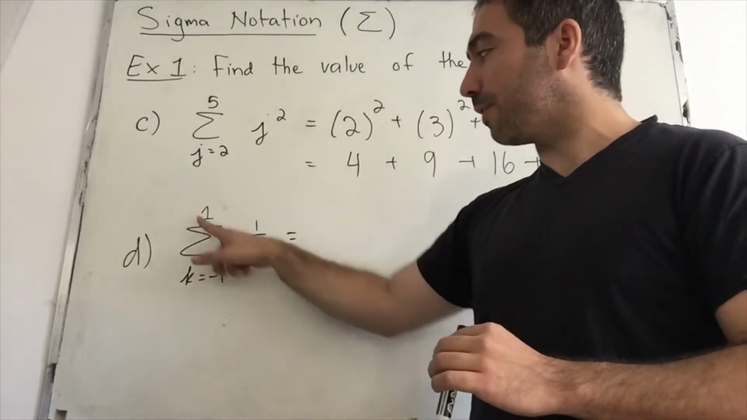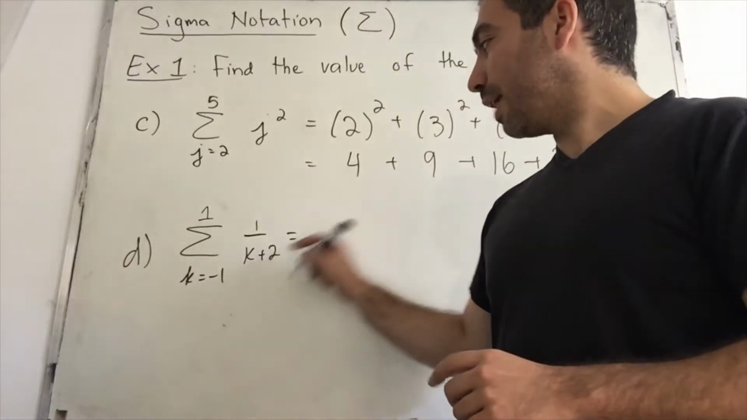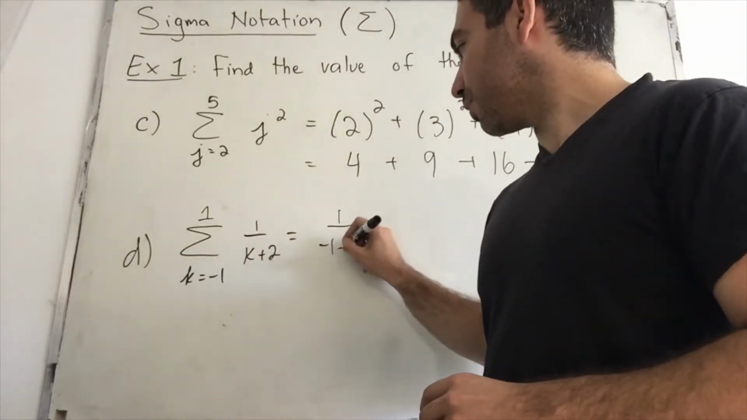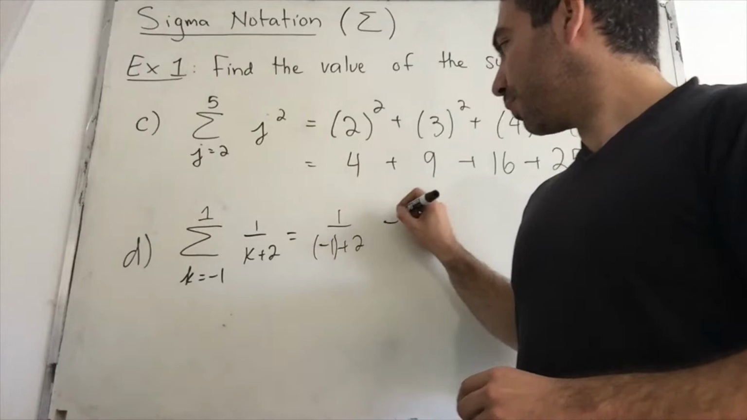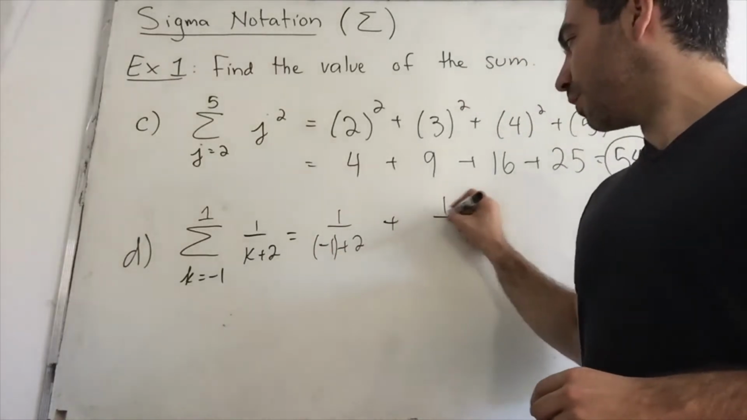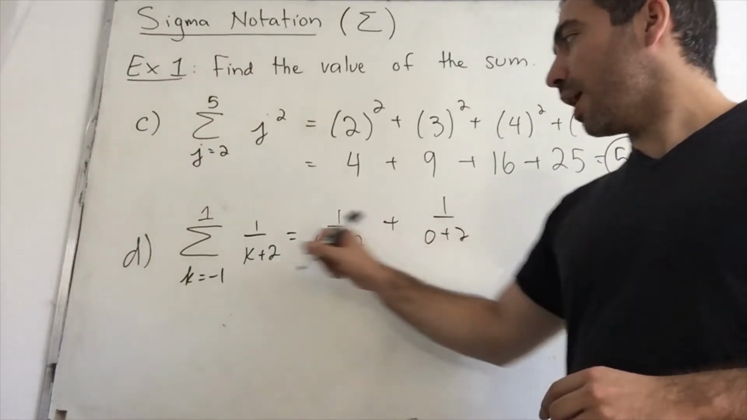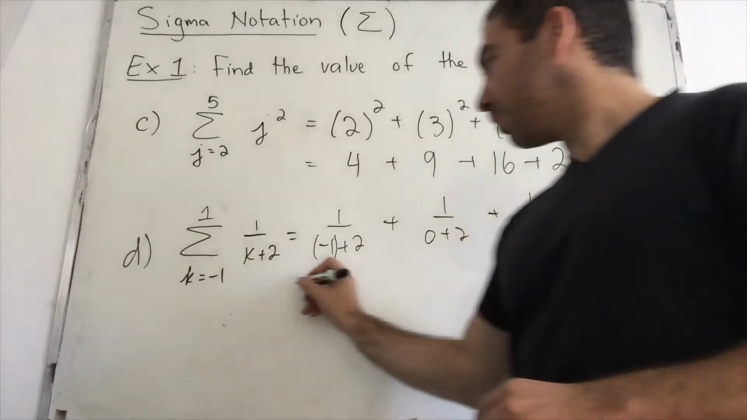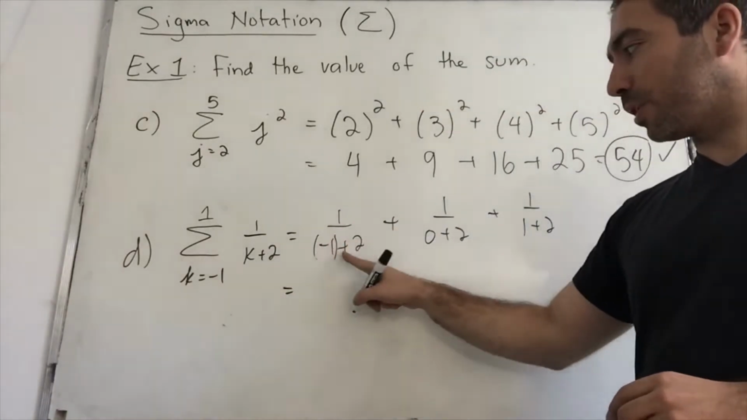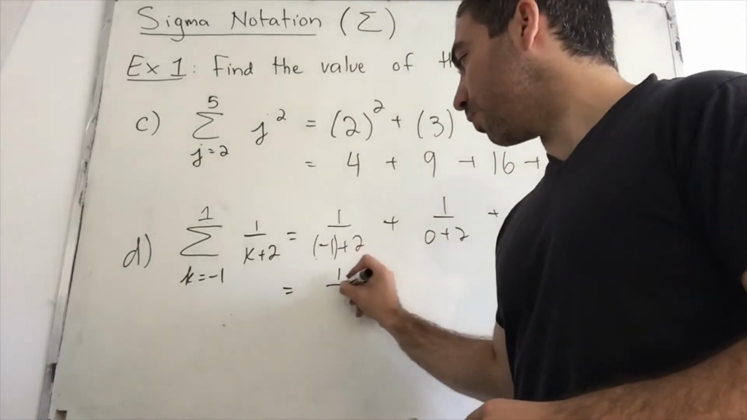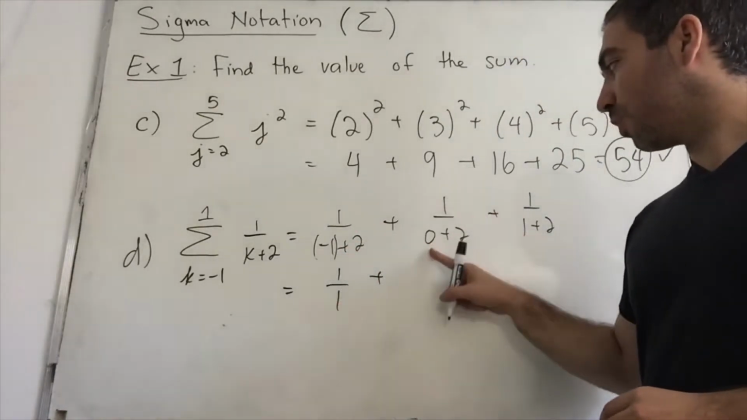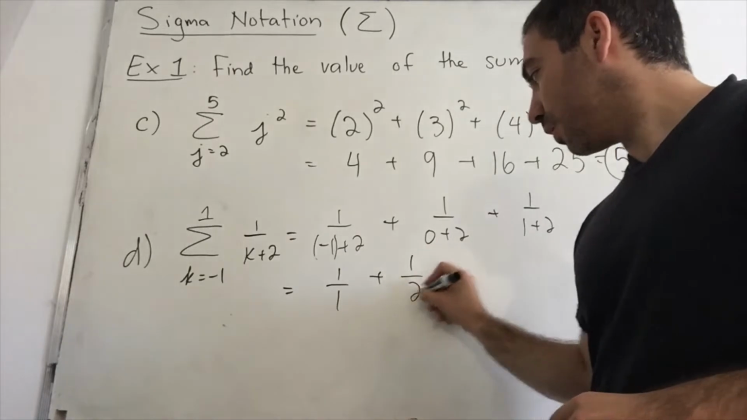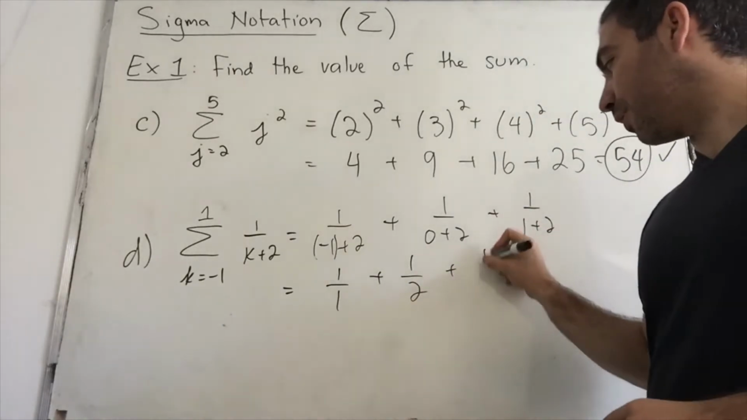So let's substitute our values in. Replacing k with -1, we get 1 over -1 plus 2, plus 1 over 0 plus 2, and then we end at 1 plus 1 over 1 plus 2. So this is just negative 1 plus 2 is 1, so we have 1 over 1, plus 1 over 0 plus 2 is a half, plus 1 over 1 plus 2 is a third.